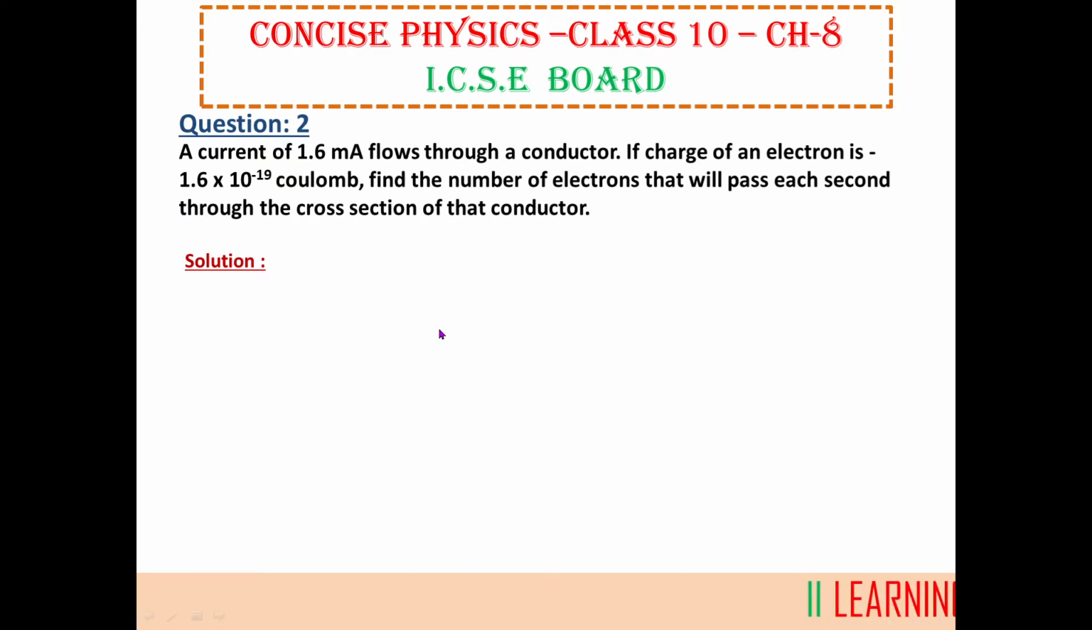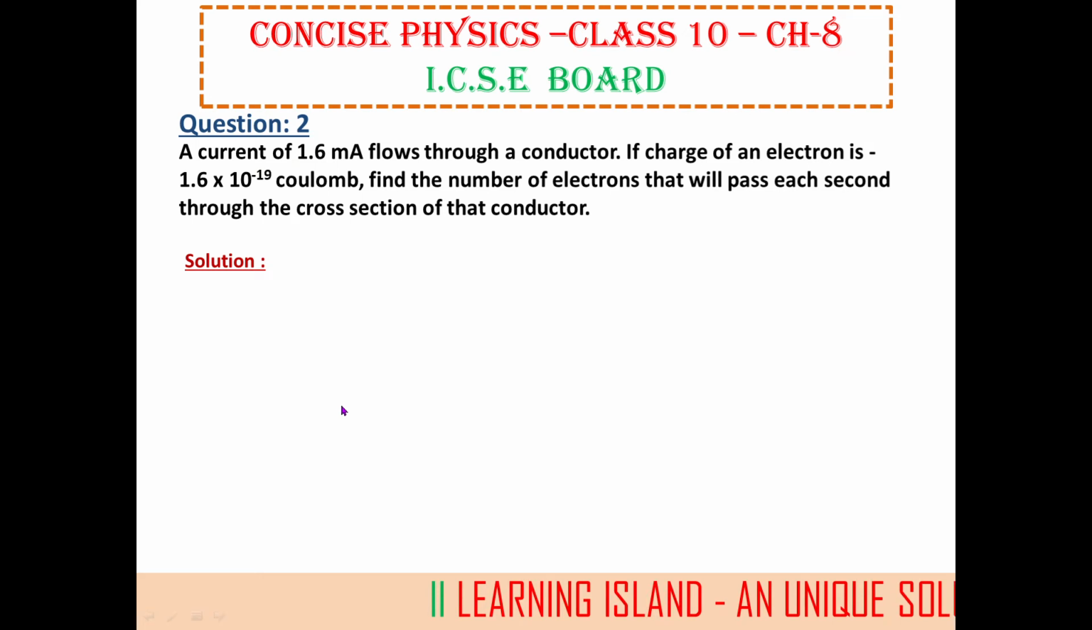This is question number 2. Question number 2 is written over here. A current of 1.6 milliampere flows through a conductor. First of all, always write down the given data. Then you will find the solution is very easy. So what is given?